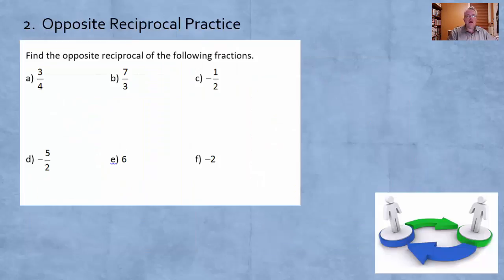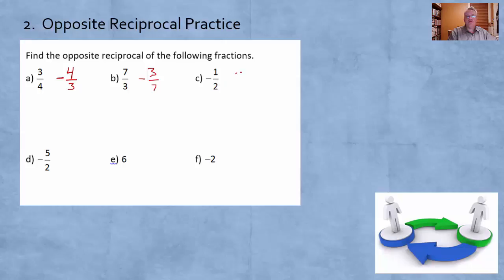We want to practice finding the opposite reciprocal of some fractions. So in part A, we have 3/4. The opposite reciprocal, well, is going to be negative, because this was positive. So the opposite would be negative, and the reciprocal would be 4/3. For B, 7/3. Well, it's positive, so the opposite reciprocal is going to be negative, and we got to switch the 3 and the 7. That'd be -3/7.